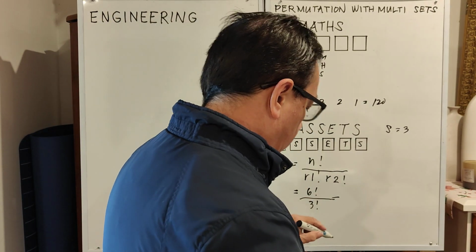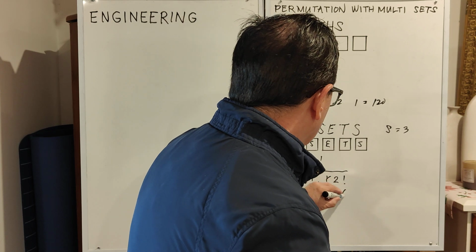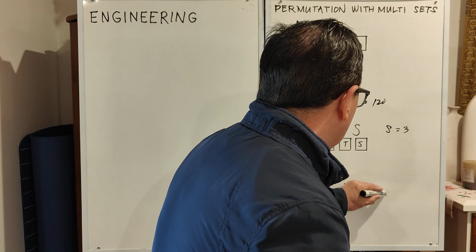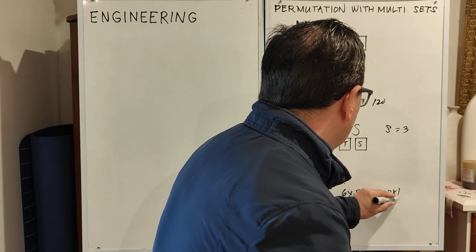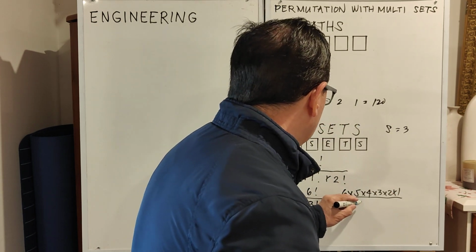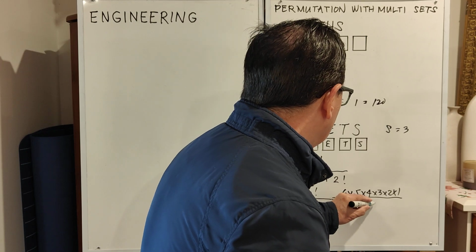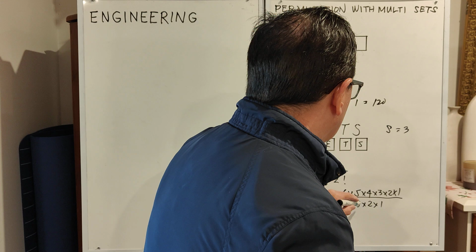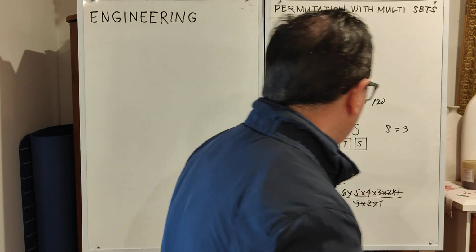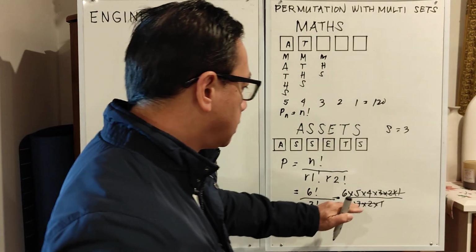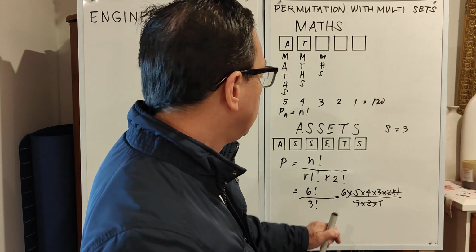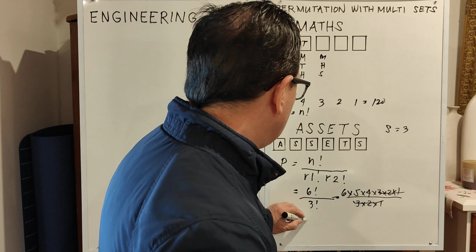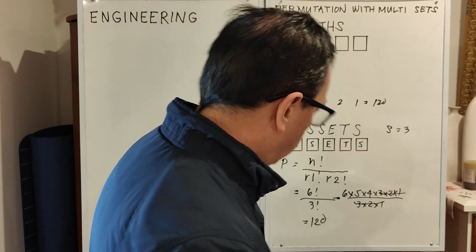So if we expand 6 times 5 times 4 times 3 times 2 times 1, this will be over 3 times 2 times 1. So we can cancel out this and this. What's left is 6 times 5 times 4. So 5 times 4 is 20, times 6 is 120.